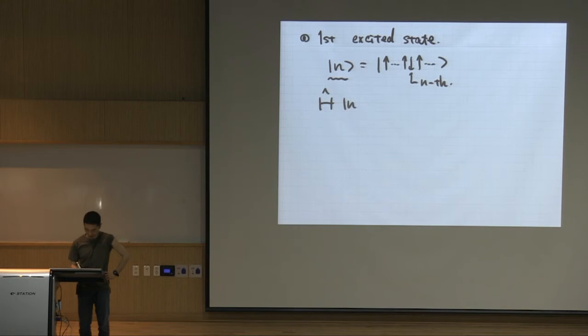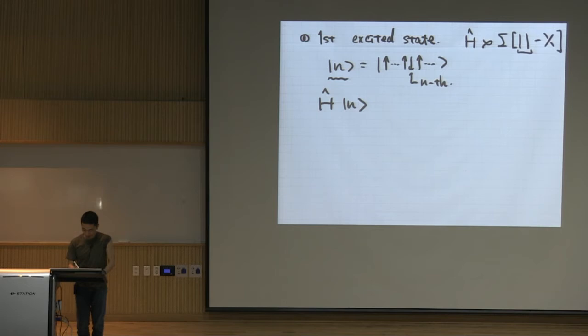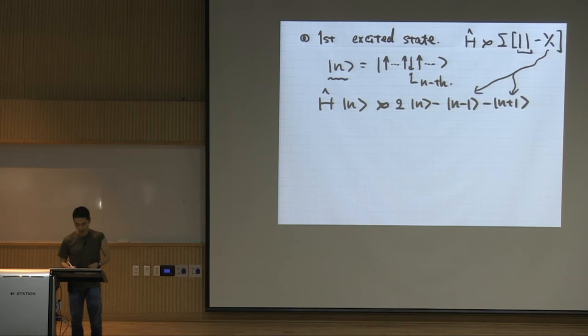In order to see how the Hamiltonian acts, it's actually better to use the original description of this index contraction. This is essentially telling us that the action of the Hamiltonian either preserves the structure of the spin or flips the neighboring spin. So if you act with the Hamiltonian on this state n, then you get something proportional to 2 times n minus n minus 1 minus n plus 1. This n minus 1 and n plus 1 came from this exchange term. Let me briefly explain how this comes about.